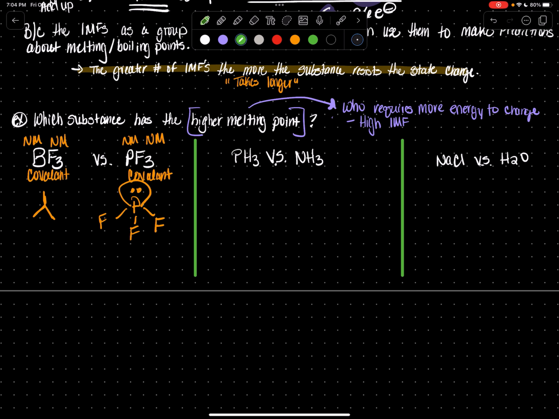So BF3 is non-polar. I'm going to say NP for short. And PF3 is polar. All right, so at minimum, I know BF3 has London dispersion forces because it's covalent. However, PF3 here has London dispersion forces because it's covalent, and it has dipole-dipole moments.